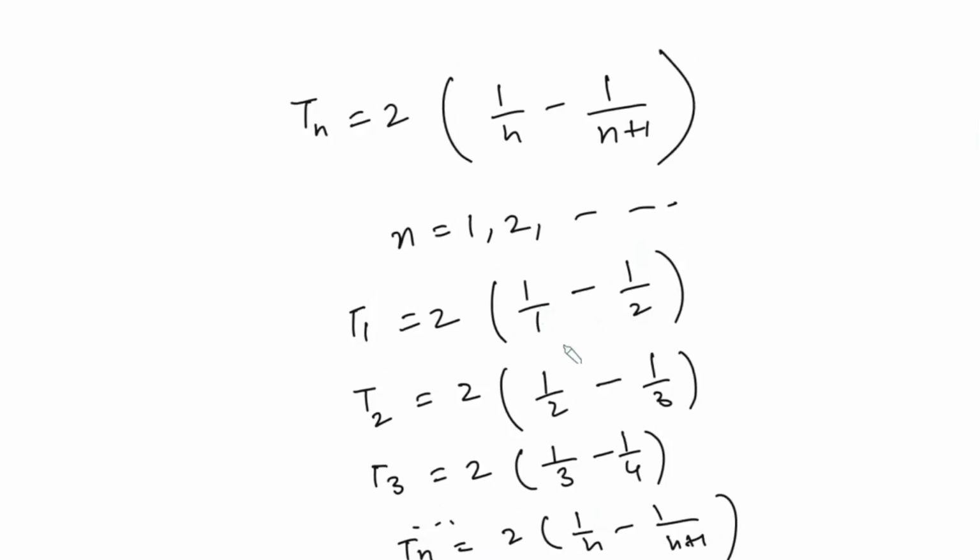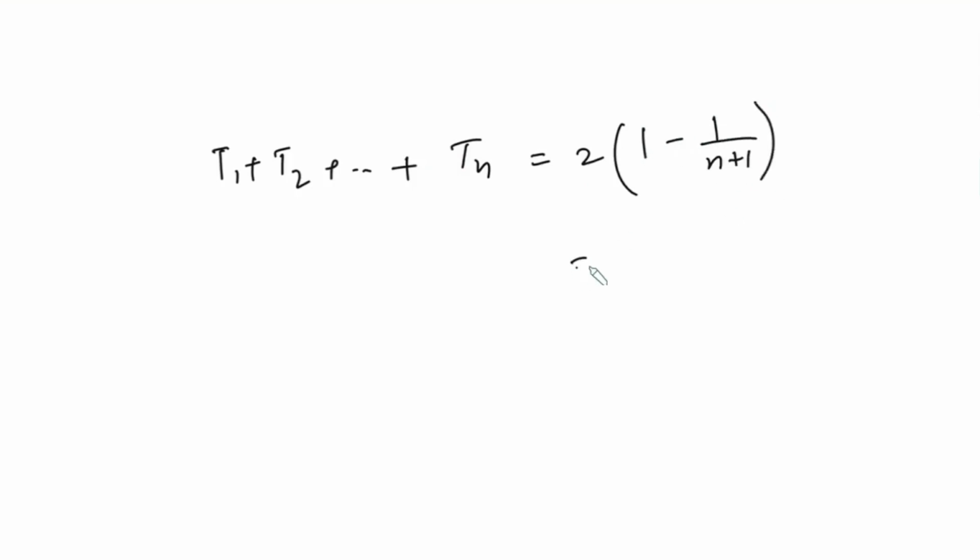Here, if you observe, all the terms starting with 1 over 2, 1 over 3, 1 over 4, and so on, will cancel out except 1 over 1 and negative 1 over n plus 1. So the sum of all the terms T1, T2, and so on up to Tn is equal to 2 times 1 over 1 minus 1 over n plus 1. If we simplify this, we get 2n over n plus 1, and that is the sum of all the terms.